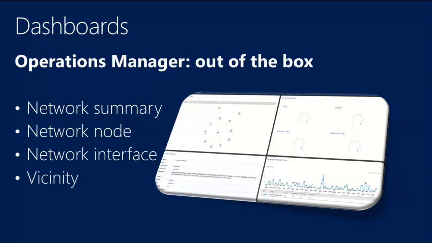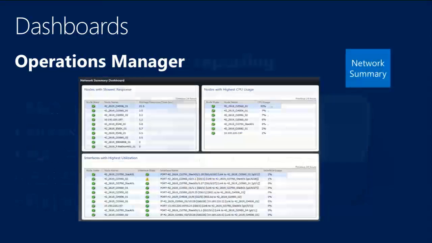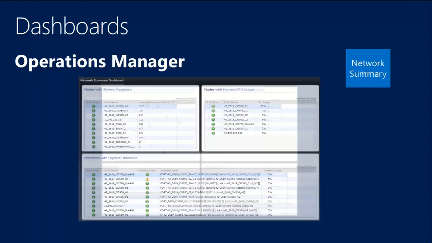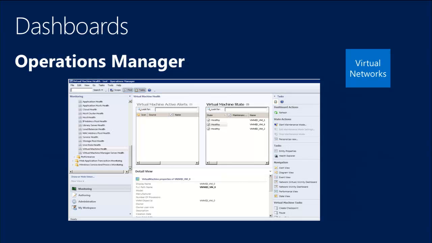So out of the box with this monitoring, you get the dashboard framework items like network summary, network node, network interface, vicinity, the things you saw in the demo, which will give you an understanding of your environment. Things like reports, memory utilization, processor, port traffic, etc. And then the network summary screens, the node, vicinity. Well, I think you saw them just in my demo, right?